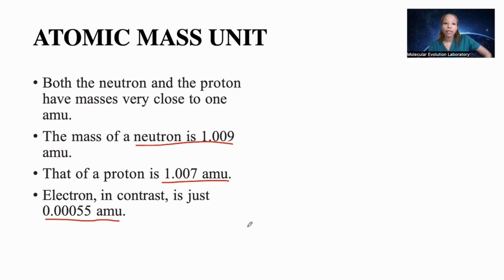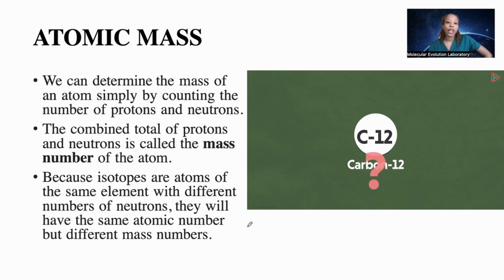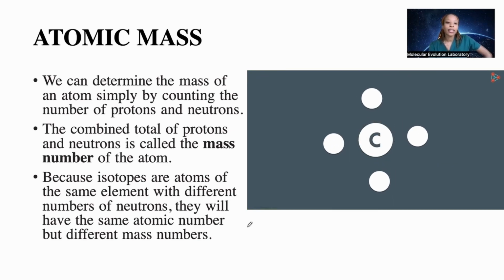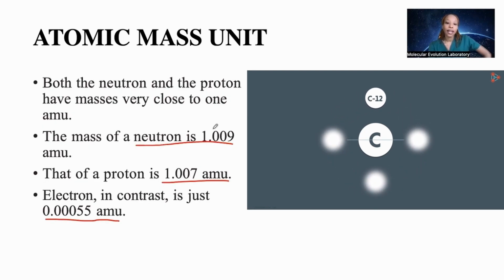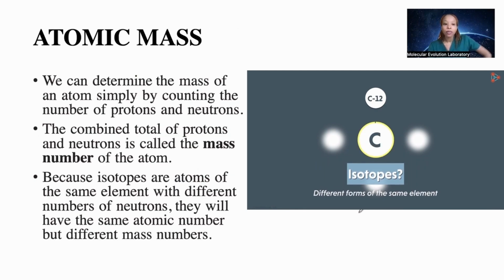We can determine the mass of an atom simply by counting the number of protons and neutrons, because as we said before, if 1 proton is equivalent to 1.007 atomic mass units, if you have 7 protons, then you already know that is 7 times 1.007 atomic mass units. So we combine the total of protons and neutrons and it's called the mass number. So if you want to know the mass number, then you'd have to add the total number of neutrons to the protons. Because isotopes are atoms of the same element with different numbers of neutrons, they will have the same atomic number, but they'll have different atomic mass.